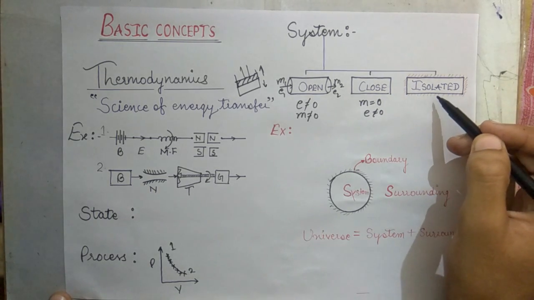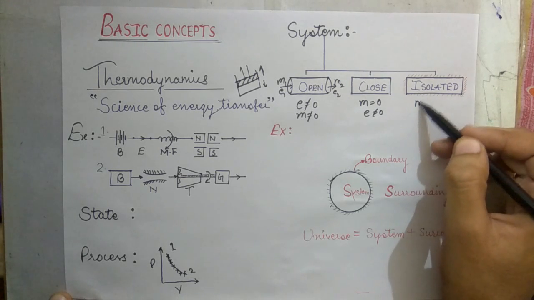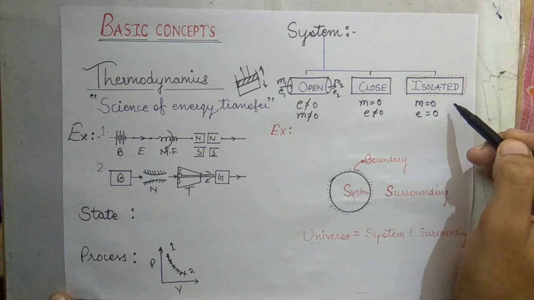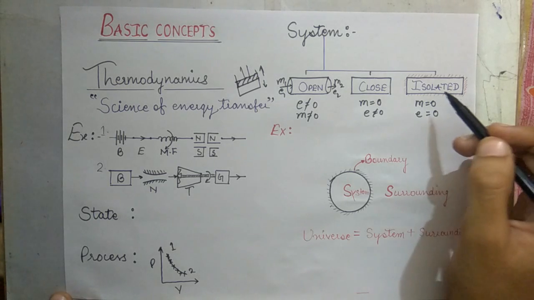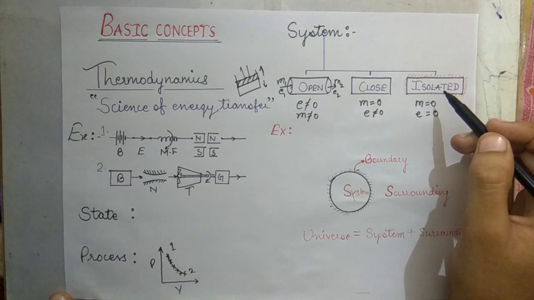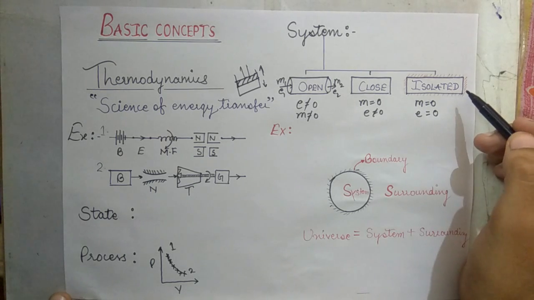And one more system is the isolated system, the system in which neither mass can transfer to the system nor energy can transfer to the system. So neither mass can go into the system nor energy can go into the system, and they both will not come out from the system. So all this comes under the isolated system.